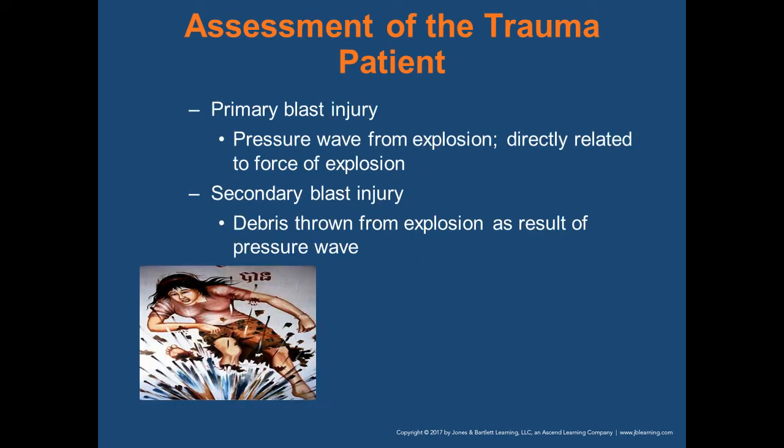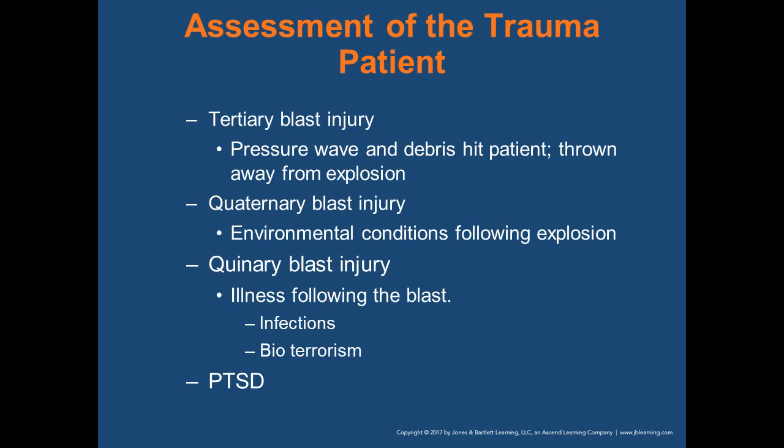It does make sense if you consider the primary blast injuries are a result from the pressure wave from the explosion, directly related to the force of the explosion. And then we have the secondary blast injuries, which is the debris thrown from the explosion as a result of that pressure wave, and that can be either shrapnel kind of stuff, or it can just be the stuff that is blown up out of the hole even. We have our tertiary blast injuries, which is the pressure wave, the debris that the patient runs into, or the surface that they crash into.